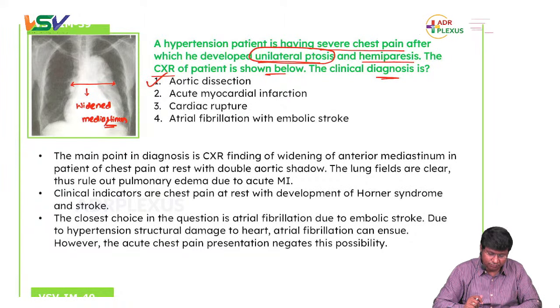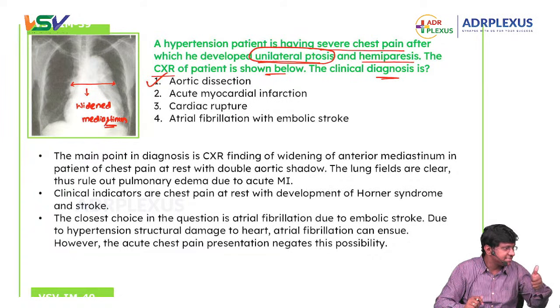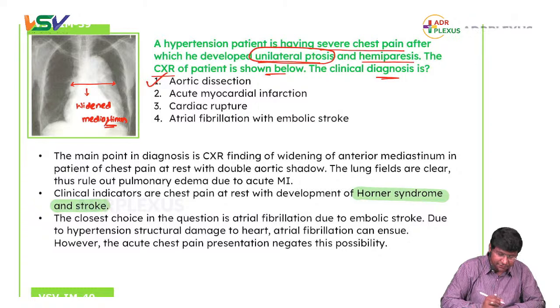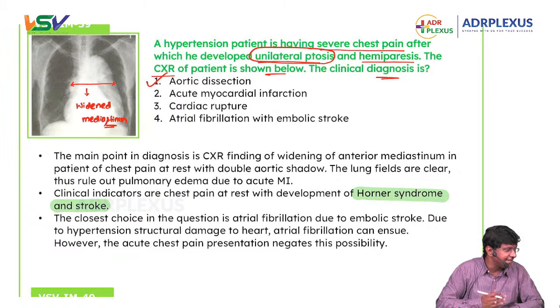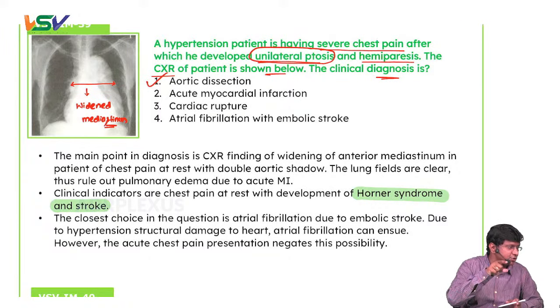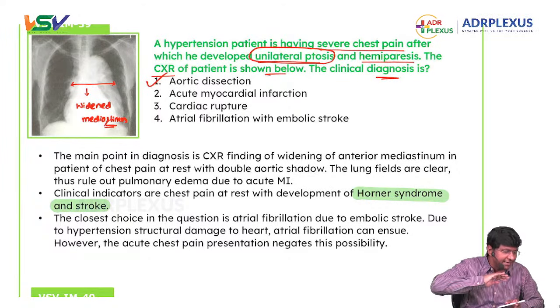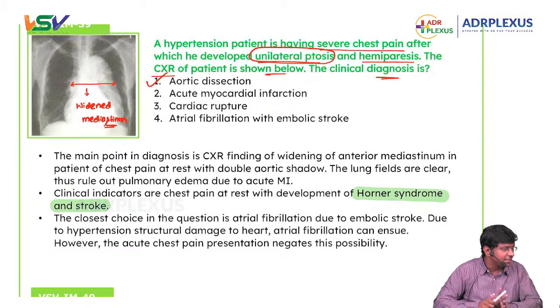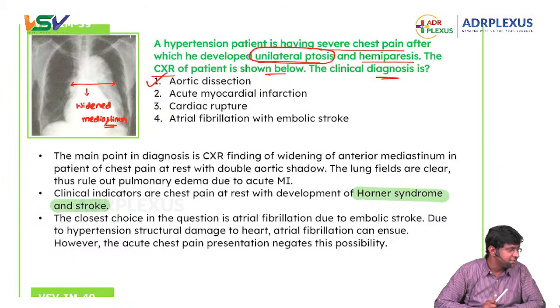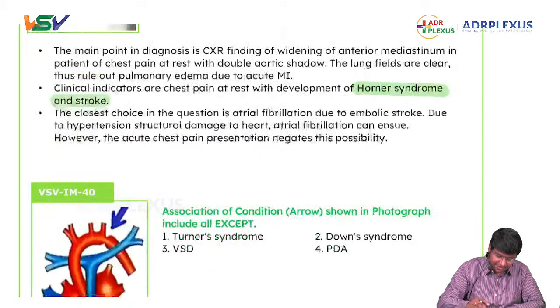Stroke. Any other? Stroke, fine. Yeah, so the individual is having development of Horner syndrome and development of the stroke. And why is this? That is because of the dissection, you have the formation of the false lumen. This particular false lumen can be compressing the cervical sympathetic chain or can be compressing the vasculature supplying to the brain. Okay, so it is the false lumen compression causing the Horner syndrome and as well as the stroke in this patient.